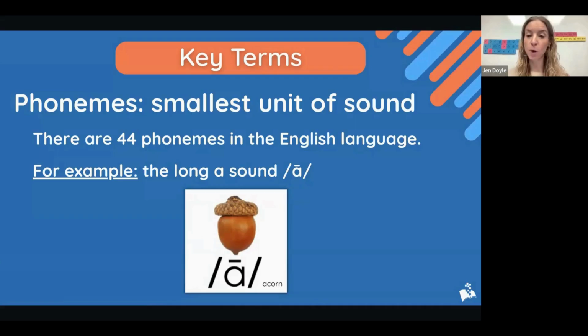Now there are 44 phonemes in the English language, while there are 26 letters and 44 phonemes. So that can be a really tricky thing for students to learn.